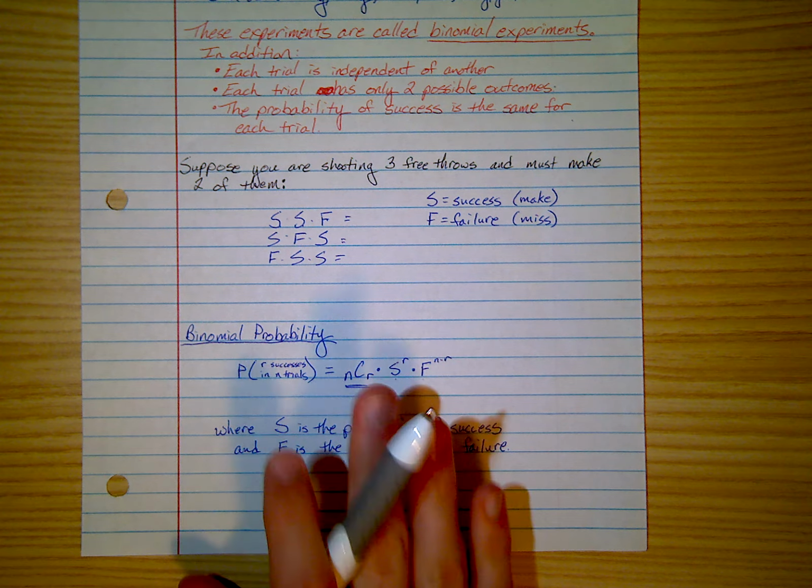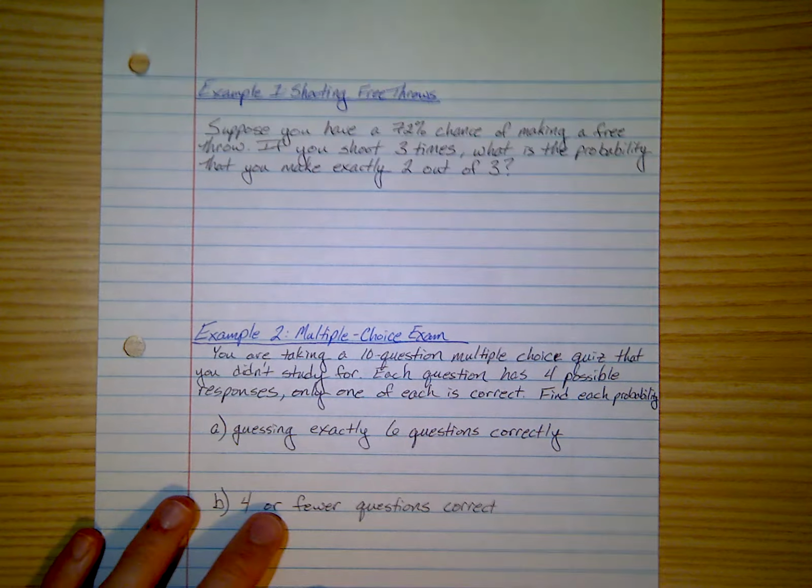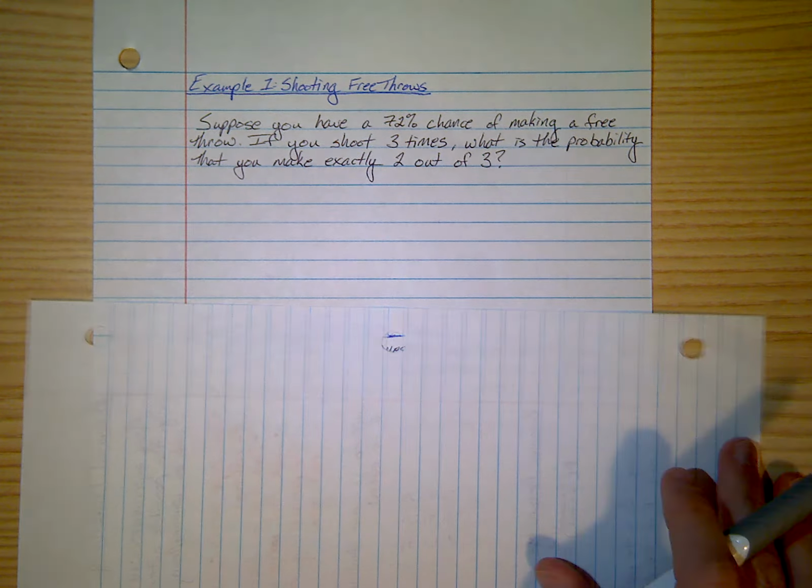So let's look at a free throw example. Suppose you are a 72% free throw shooter. You have a 72% chance of making a free throw. If you shoot 3 times, what is the probability that you make exactly 2 out of 3? It doesn't matter whether you go make, make, miss, or miss, make, make. That probability would all be the same.